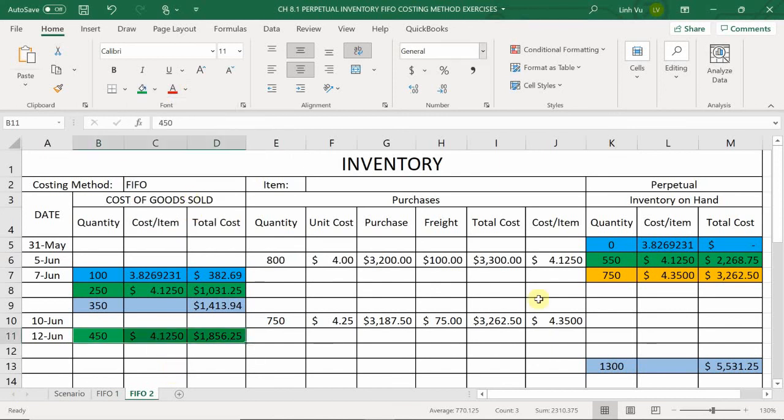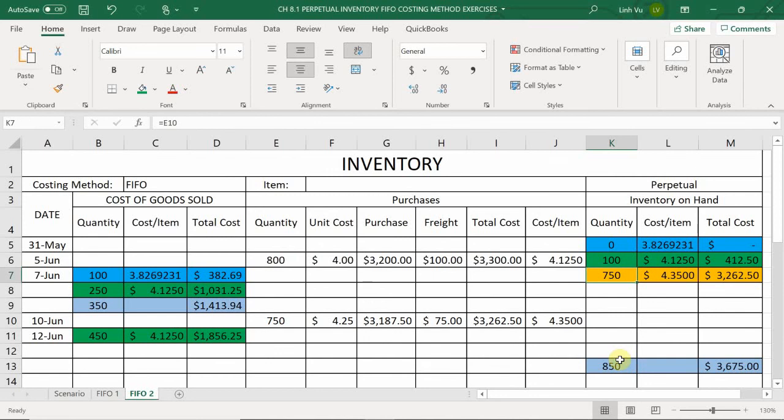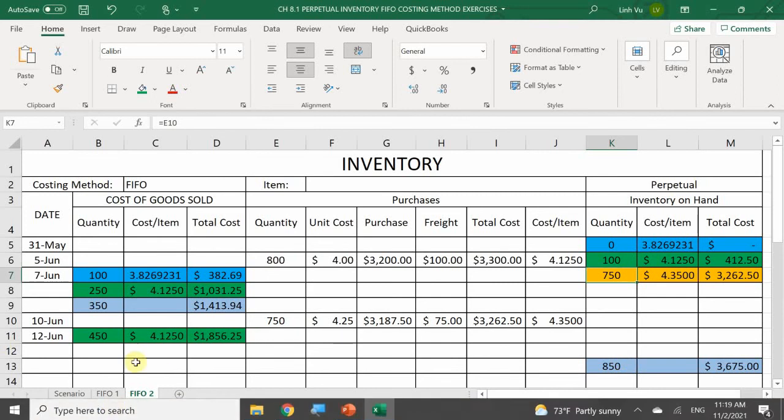Okay, so therefore, if I had 550 minus 450, I should have 100 remaining. So therefore, I should have left $412.50 for green. Okay. Again, you can do this if you look at your previous one from earlier. We had 75 cents each minus 25 cents, so you should have 50 cents left. So that one's good. Okay. So now you have a total of 850 units left to sell.